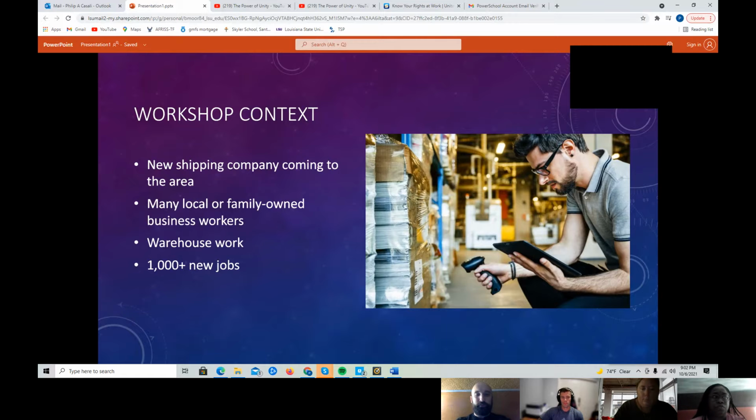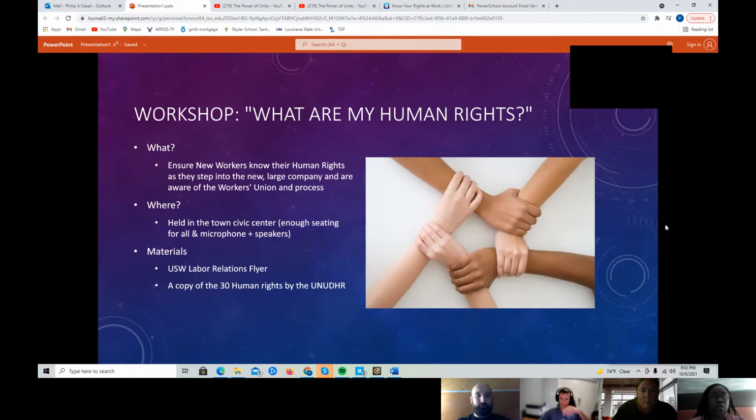And so we're meeting with the new employees of the surrounding area to discuss with them all of the human rights that they have as employees, so that it doesn't happen that they get any of those human rights violated by this company. And so our workshop that we'll hold with them: what are my human rights?